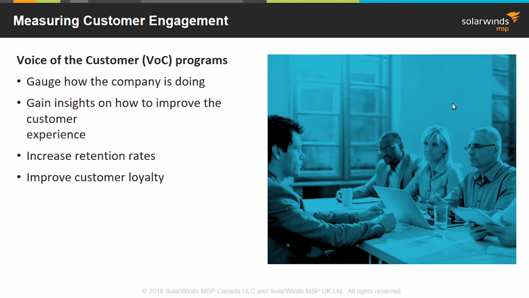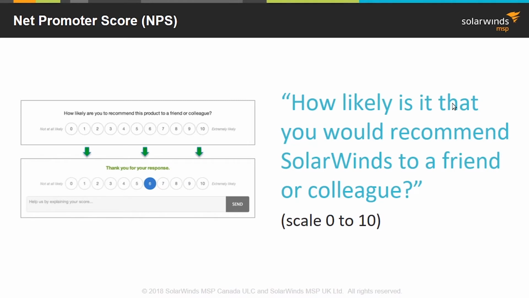By implementing a voice of the customer program, we'll better understand where we should focus our energy while monitoring customer reaction to any changes we make. A common method used for a voice of the customer program is something called Net Promoter Score, or NPS. Introduced in 2003 by Fred Reichheld in the Harvard Business Review article, Net Promoter Score is a mechanism used to gauge satisfaction and loyalty by asking a customer's willingness to recommend our company to a friend or colleague.